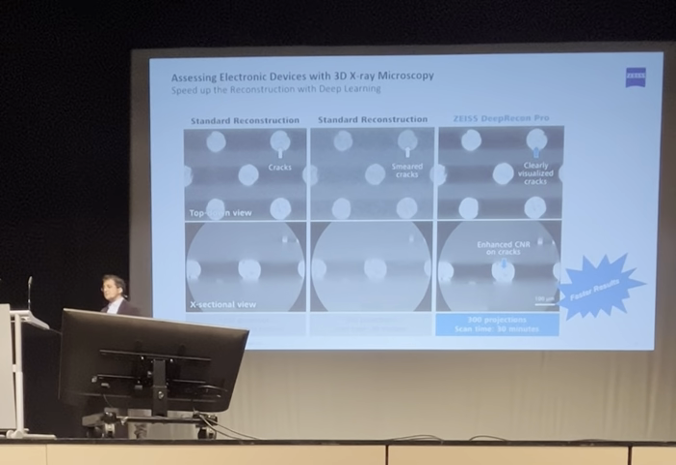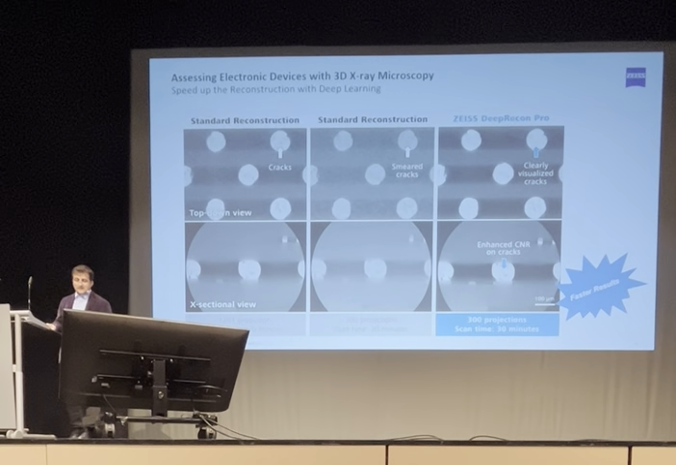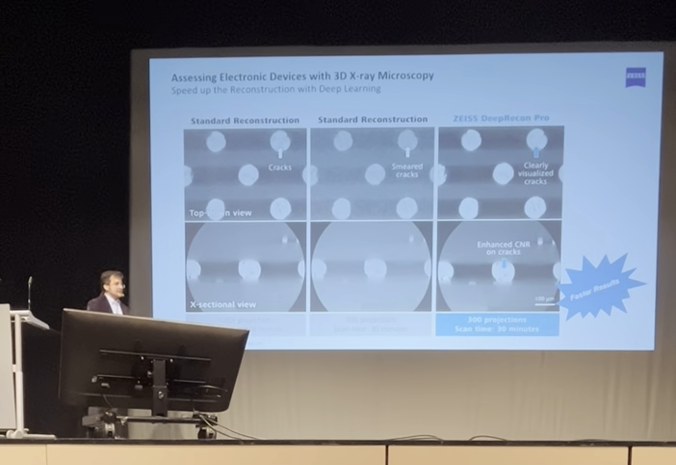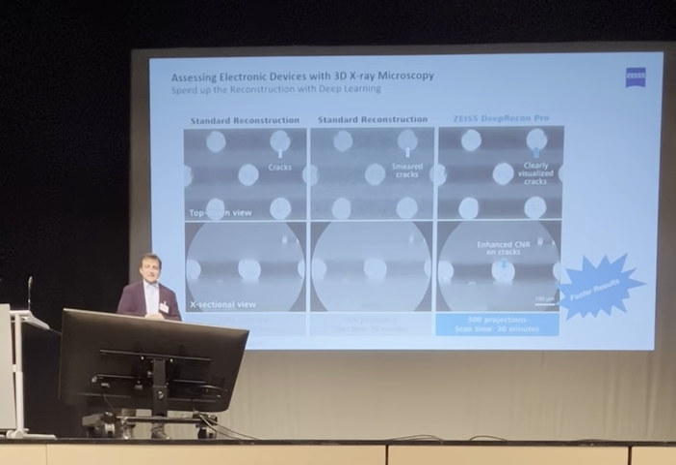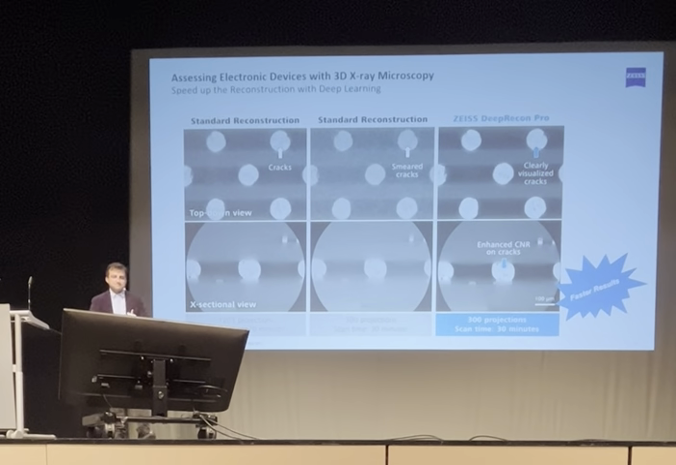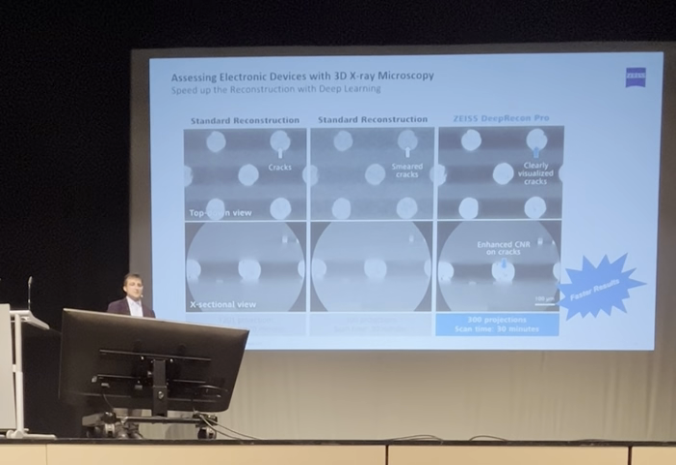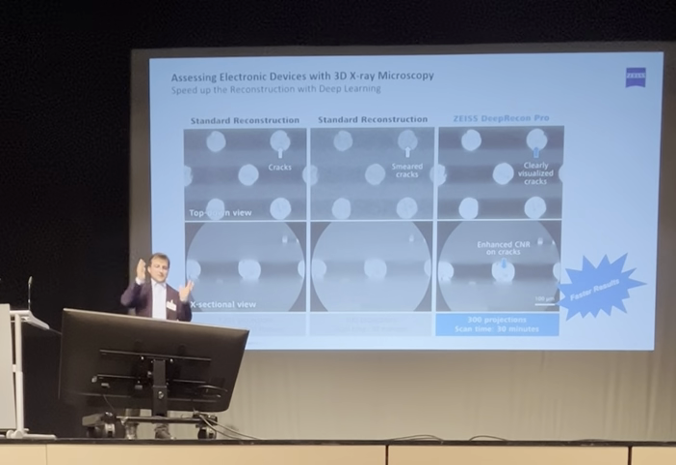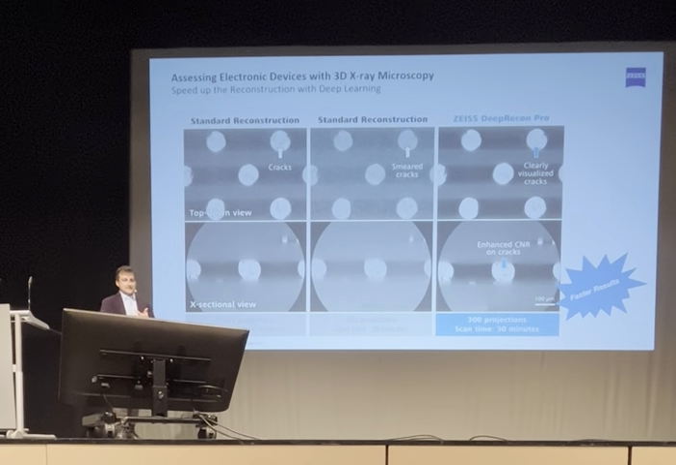Now, it is true that when you scan with an X-ray microscope, the scanning time can be long. But there is a way to speed up the process nowadays if you use deep learning. What people would like to do is to scan faster. And one way to do it is to collect fewer projections.